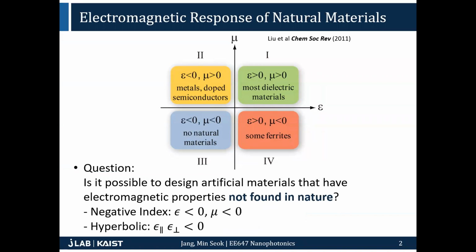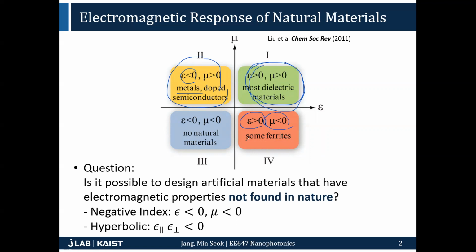All right, so metamaterials always begin with this slide, which shows epsilon, the electric permittivity, and mu, the magnetic permeability, of existing materials. Epsilon positive and mu positive is where most dielectric materials occur. Epsilon negative is possible for metals, right? That's what we learned. And what about epsilon positive but mu negative?